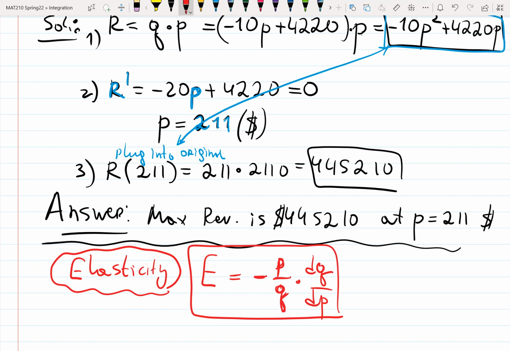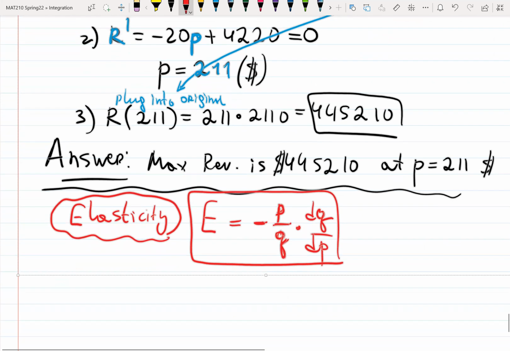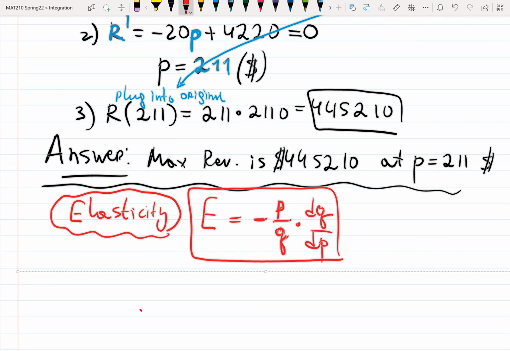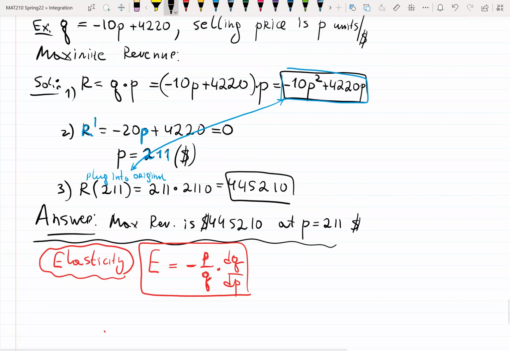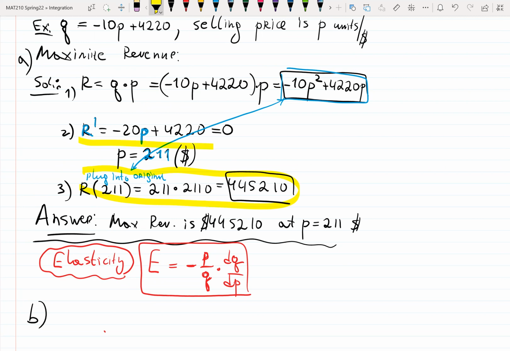But I will give you this formula, which is very nice, so you don't have to mess up the formal part. So let's call it A and B. A, maximize revenue. B, so we did that. You can also maximize by setting E equal to 1, but actually you can maximize the revenue using this. Many people did this on the exam using this formula, and I gave full credit for that.